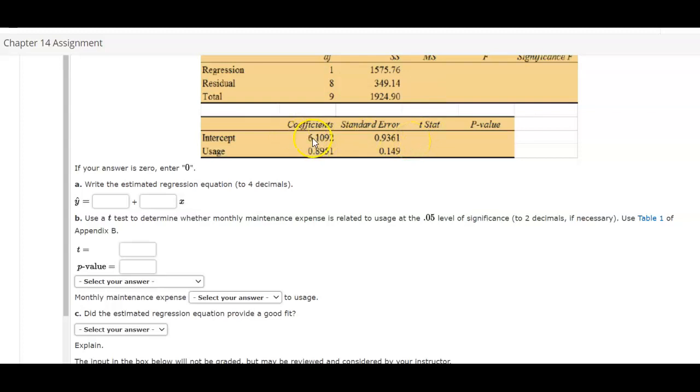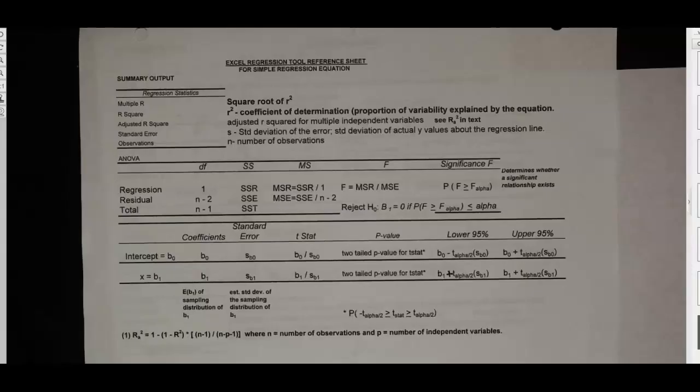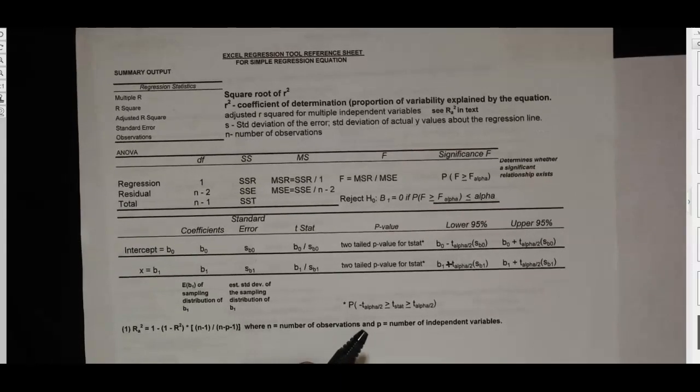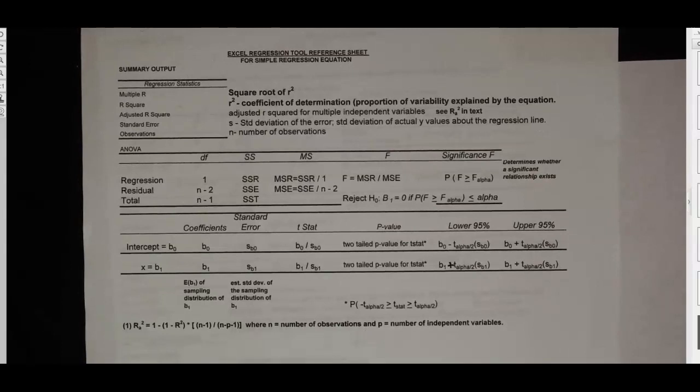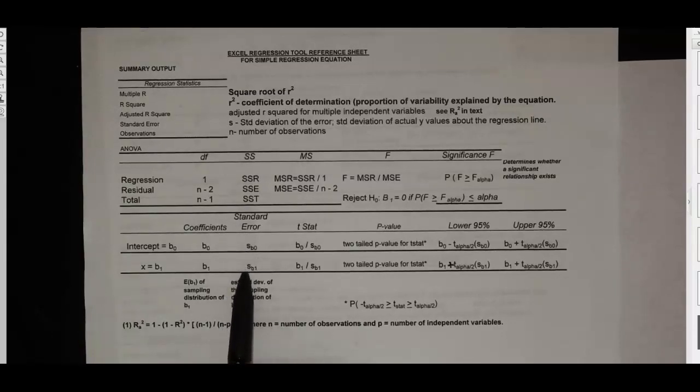The coefficients. This coefficient corresponds to b sub 0. The second coefficient corresponds to b sub 1. If you have the reference sheet for simple regression equation, that is available. You see the coefficients that correspond to b sub 0, b sub 1. In the second column are the standard errors for b sub 0 and b sub 1.